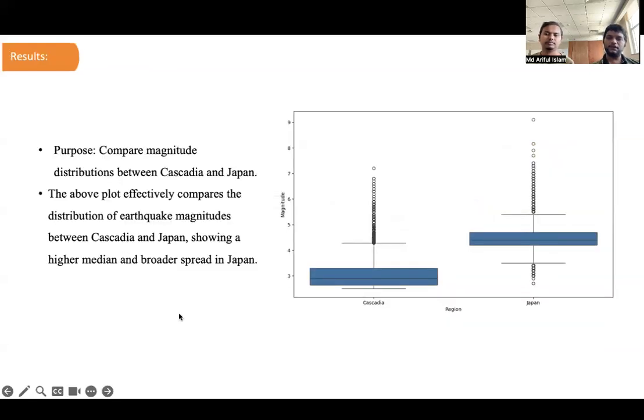And we also compared the magnitude distribution of the two regions. Here we can see that in Japan we have higher magnitude, that is the 9 Richter scale magnitude, which is the Tohoku earthquake, and in the Cascadia subduction zone we can see 2.8 magnitude, which is the mean value, and in Japan the magnitudes are more dispersed than in the Cascadia subduction zone.